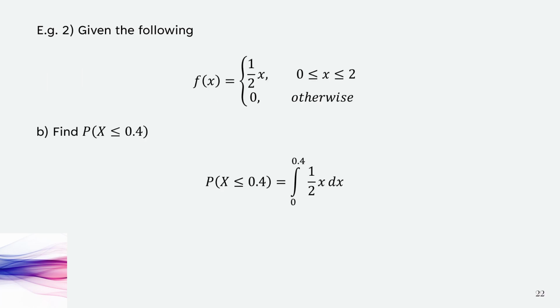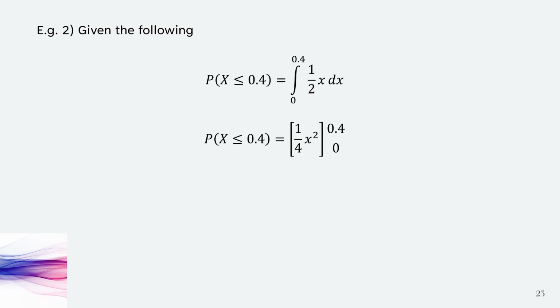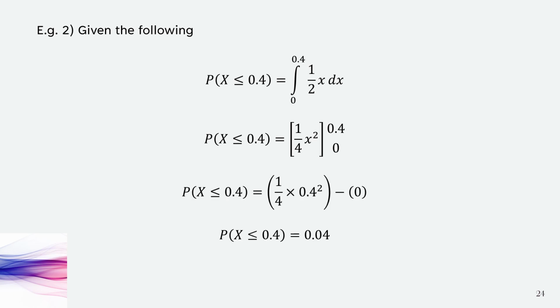So for the second part, to find the probability that x is less than or equal to 0.4, we're going to do the integral from 0 to 0.4. So we integrate, we get a quarter x squared, subbing in 0.4 minus subbing in 0, and you get 0.04. So that's the probability that it's less than or equal to 0.4.